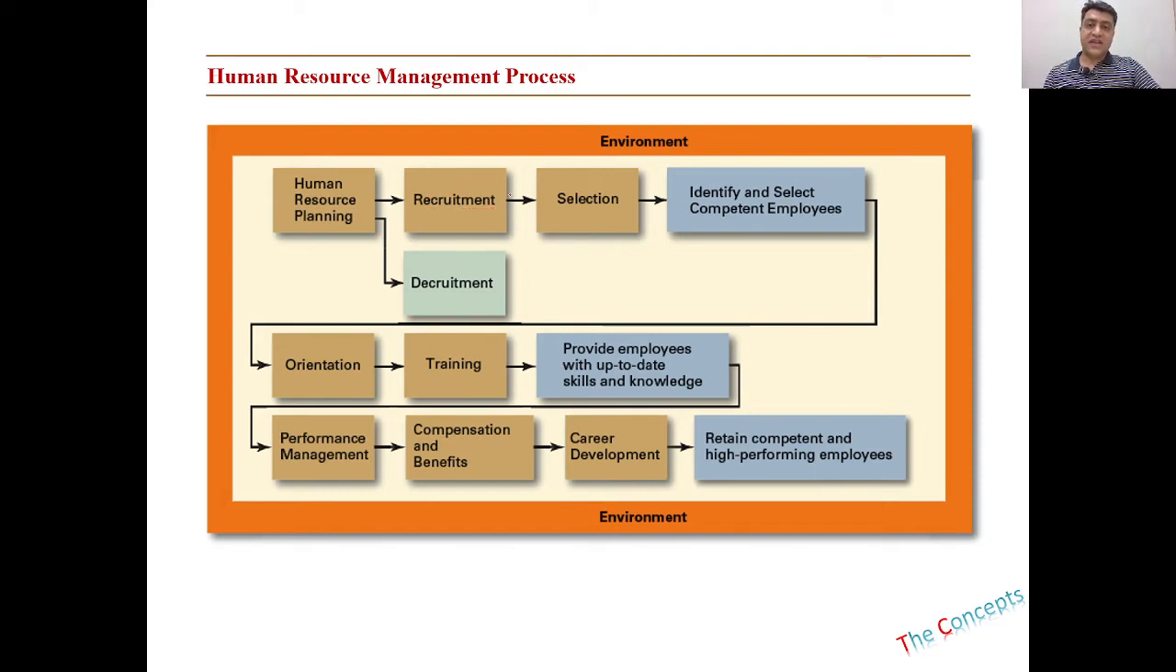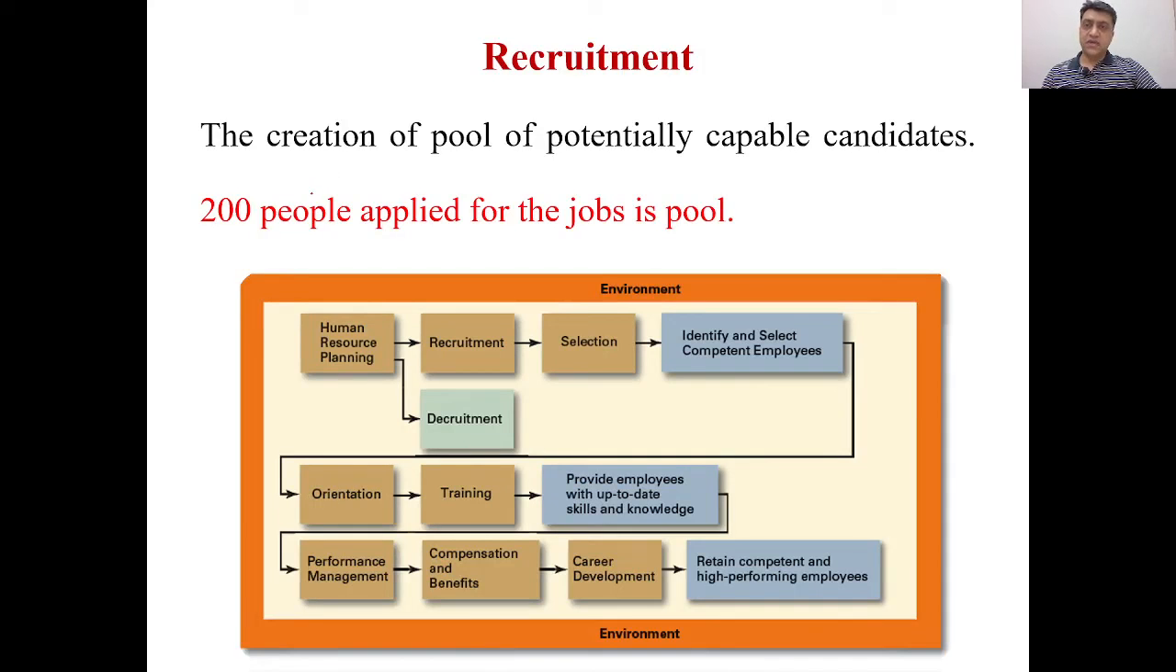So let's just try and understand these functions first, and then we'll come back and we will see how to perform this human resource planning in our Excel file. So what is recruitment? Recruitment is actually creation of a pool of potentially capable candidates. So let's suppose you have 20 jobs which are vacant. You give an ad of these jobs and people started applying.